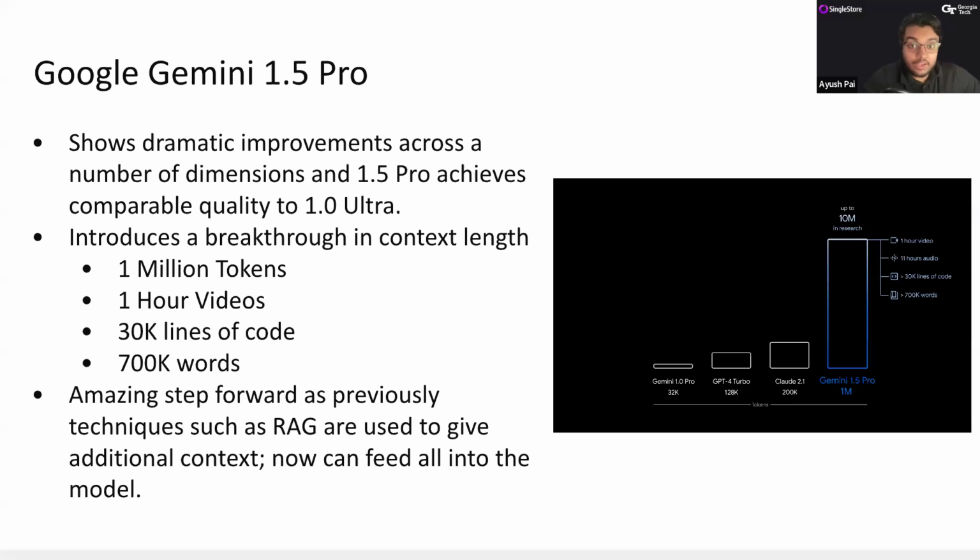It can now handle up to 1 million tokens, which is kind of crazy to think about. If you think about 1 million tokens, this involves a 1 hour long video. This involves 30,000 lines of code.